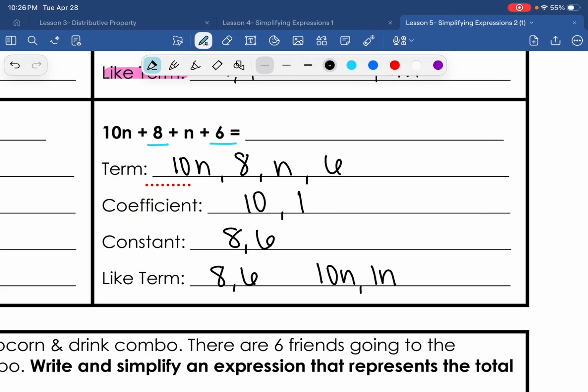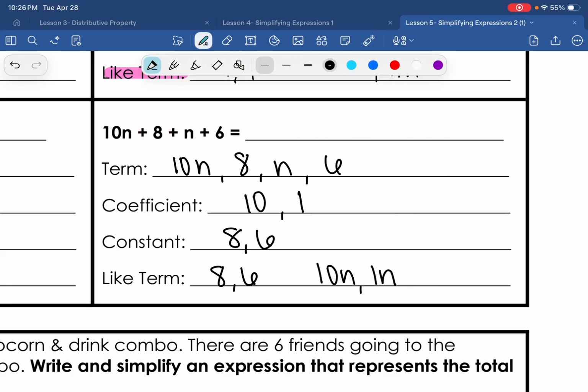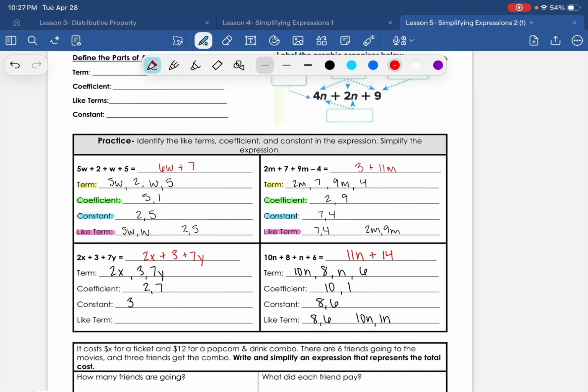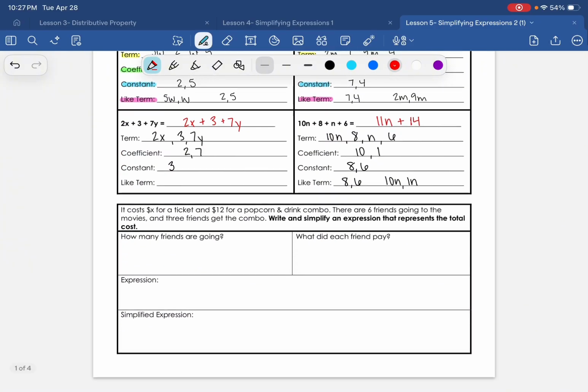So now I have to follow the operation that's in the expression to simplify. So I need to do 10n plus 1n, which gives me 11n. And then I need to do 8 plus 6, which gives me plus 14. So this should be a little bit of a refresher from part 1.